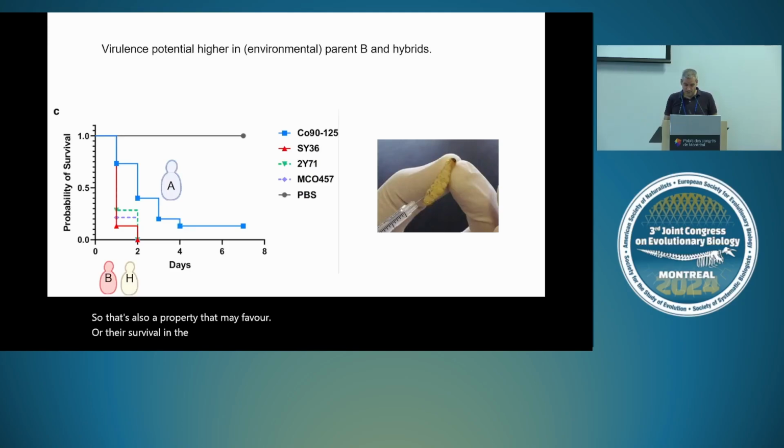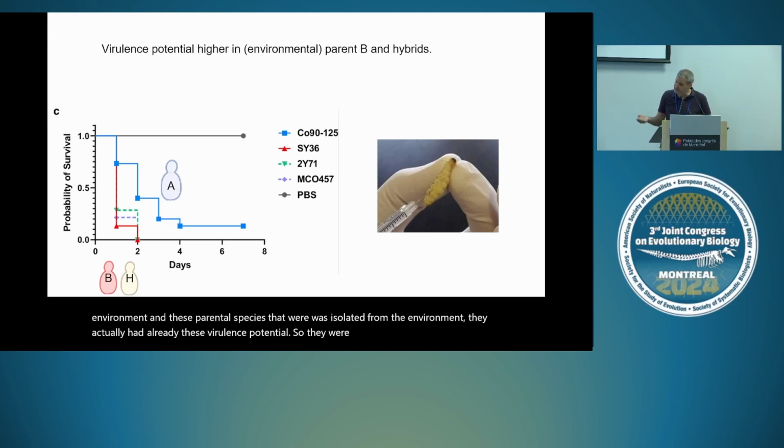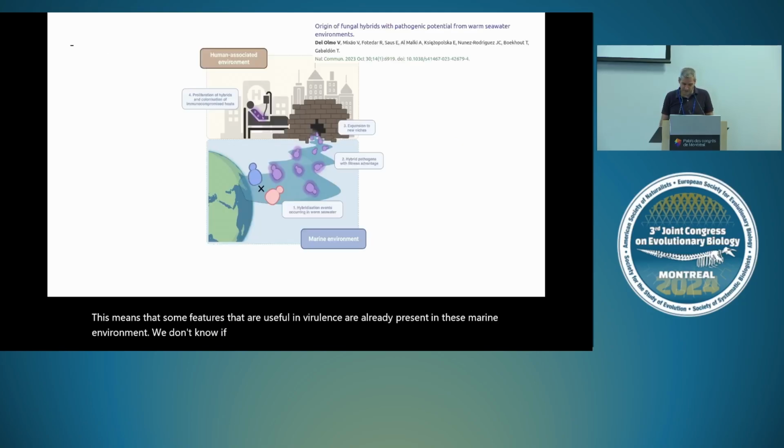We also did virulence assays using a surrogate model, Galleria mellonella, and we saw that the hybrids from the clinics, but also from the environment, and this parental species that was isolated from the environment, already had this virulence potential. They were killing in this system, showing virulence much higher than the other parental. So this means that some features that are useful in virulence are already present in this marine environment. We don't know if they use them there or for what.